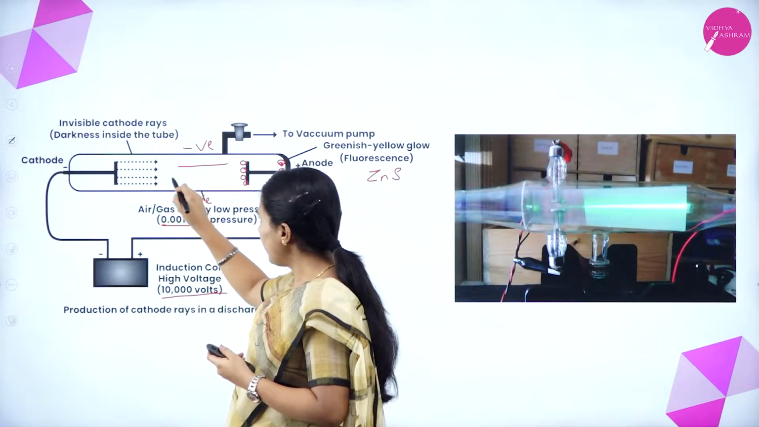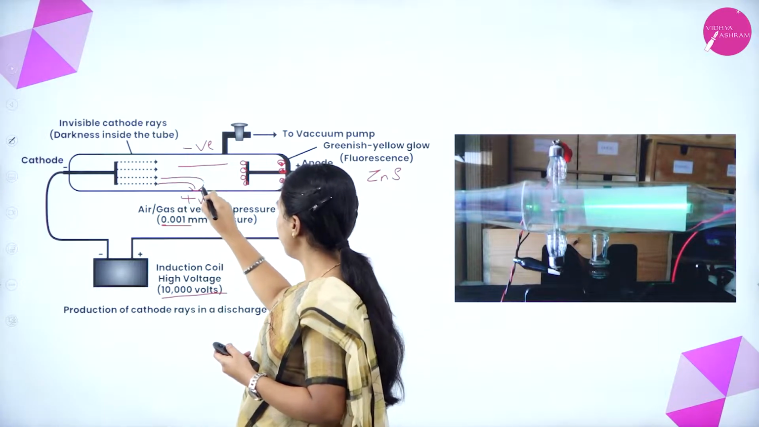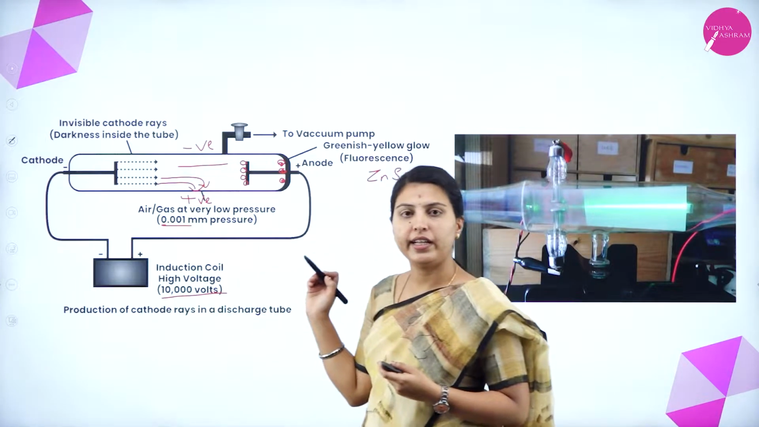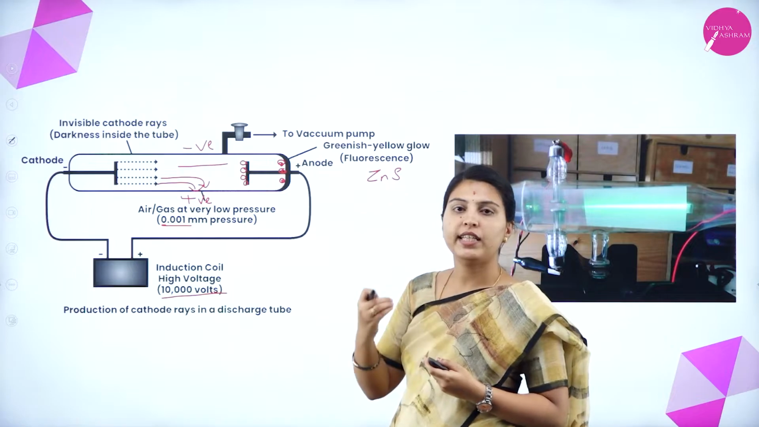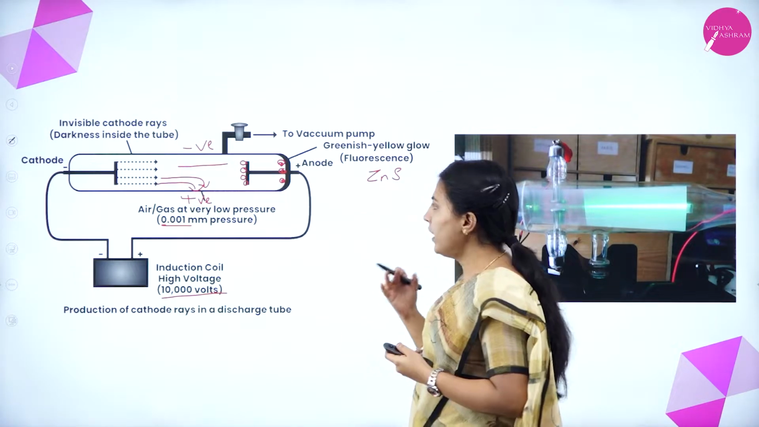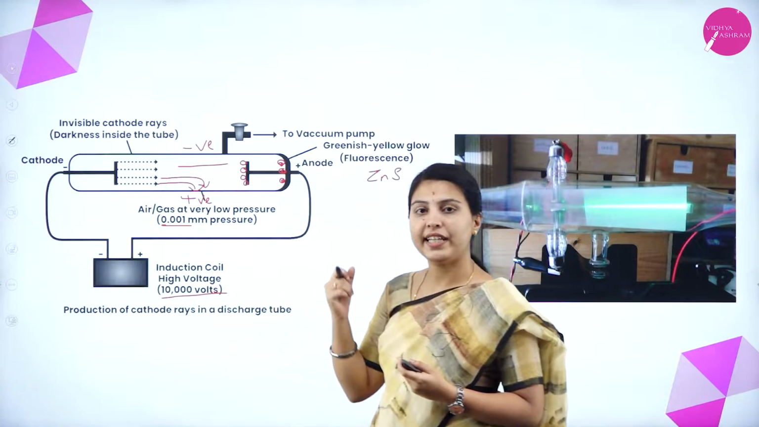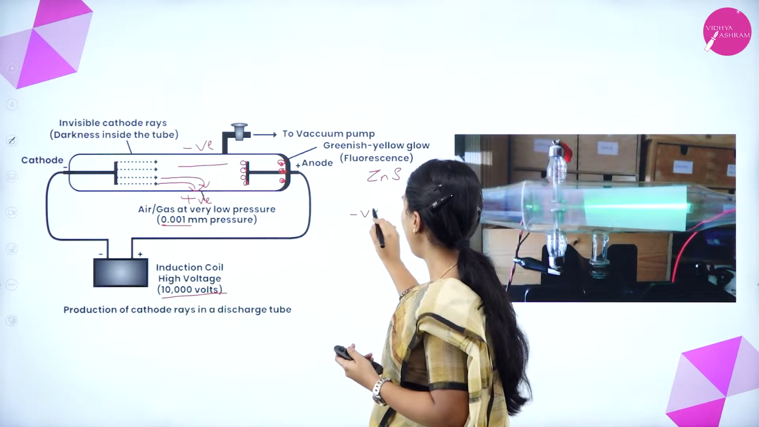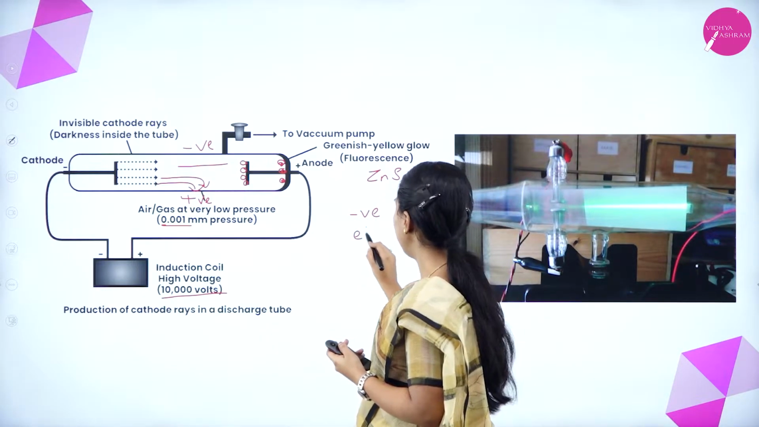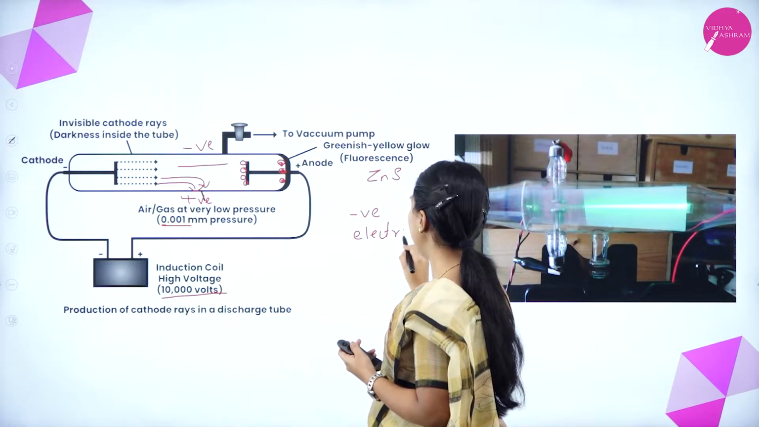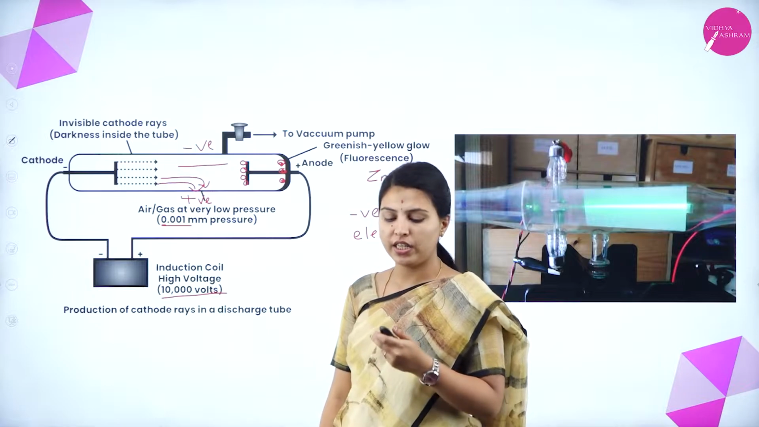At that time these particles were deflected towards the positive end of the electric current. The same observation was shown when he applied a magnetic field also. Then he told that whatever these particles are, they are completely negatively charged, and those negatively charged particles he later named as electrons. This is about the cathode ray discharge tube.